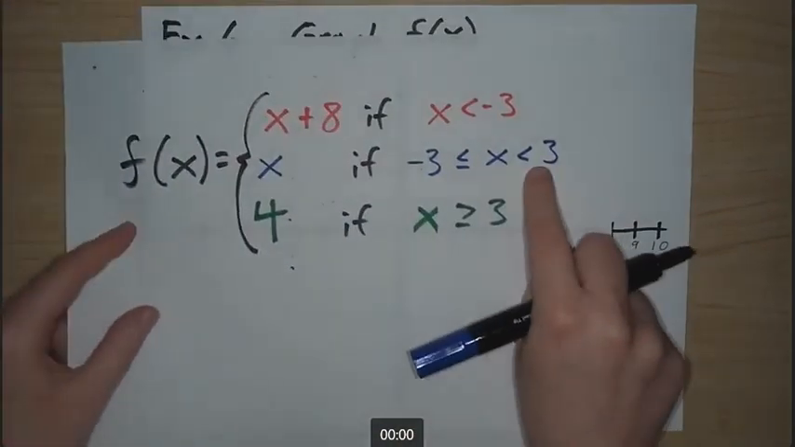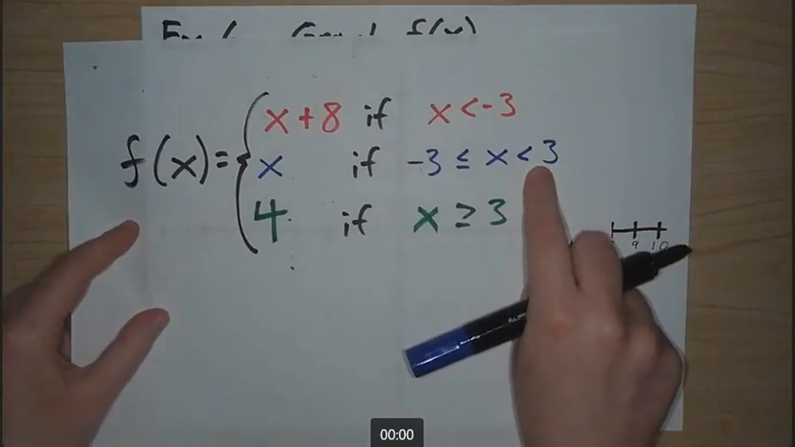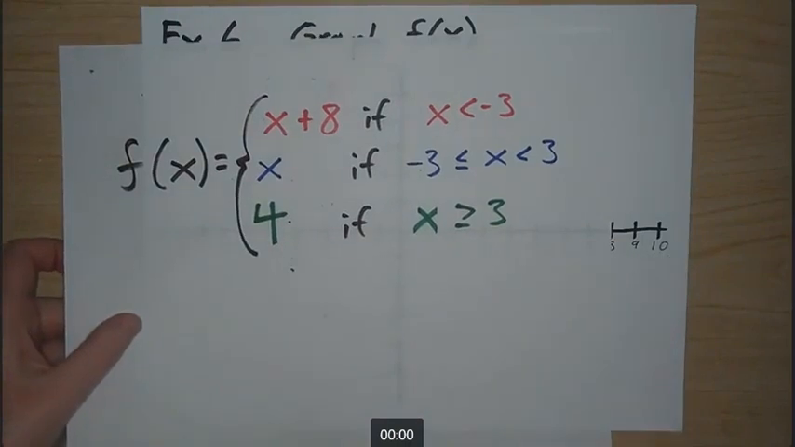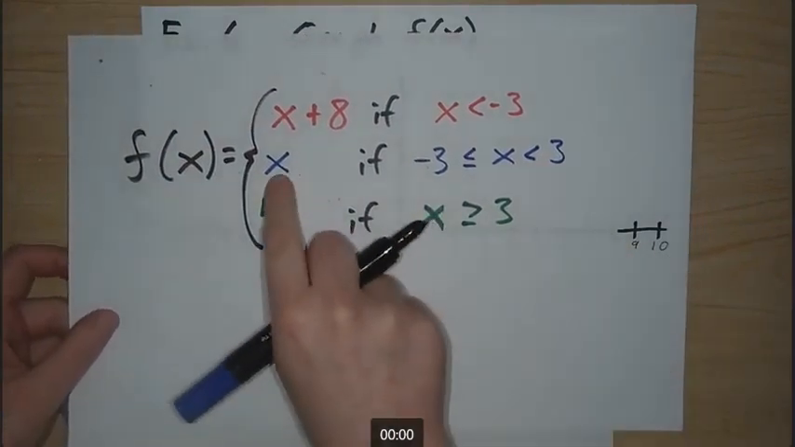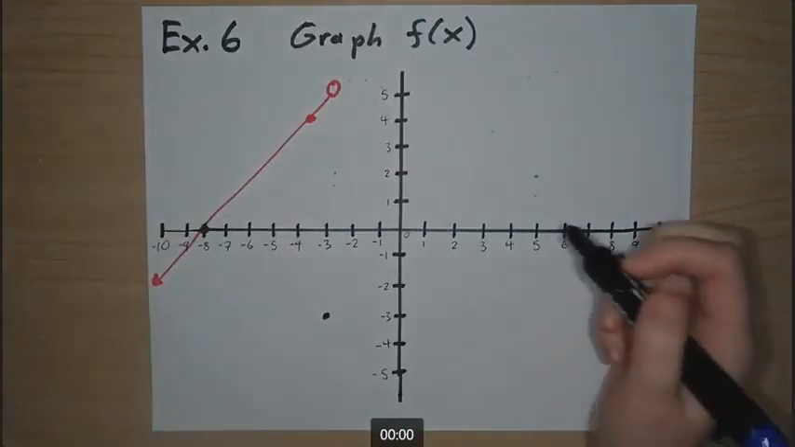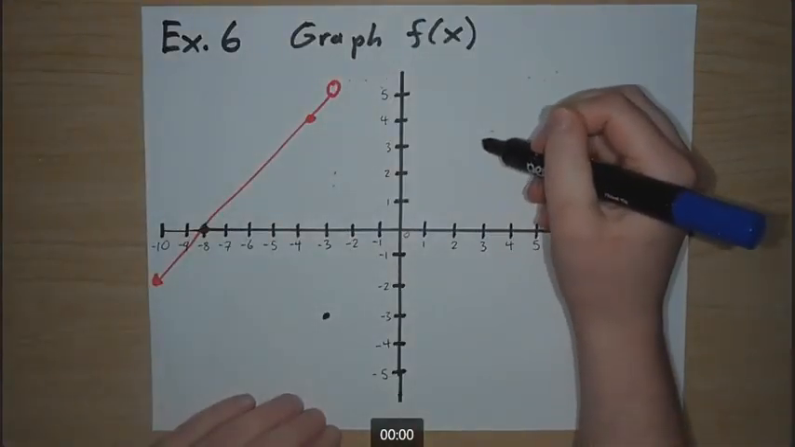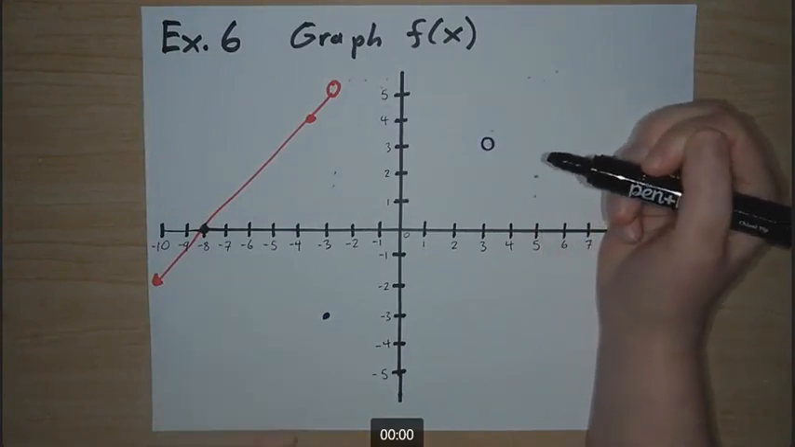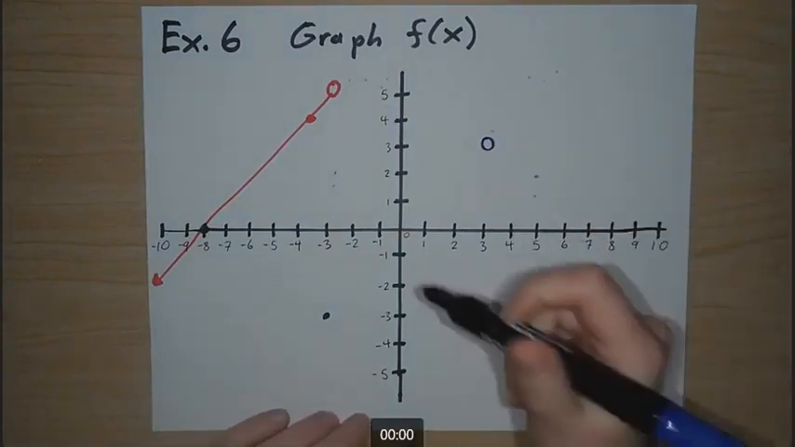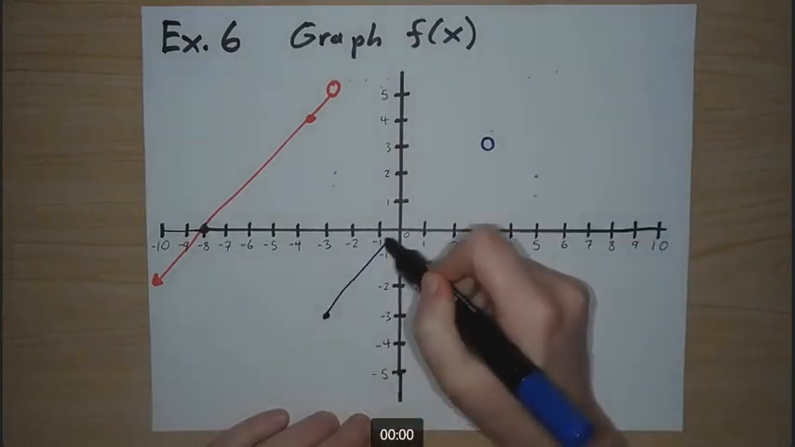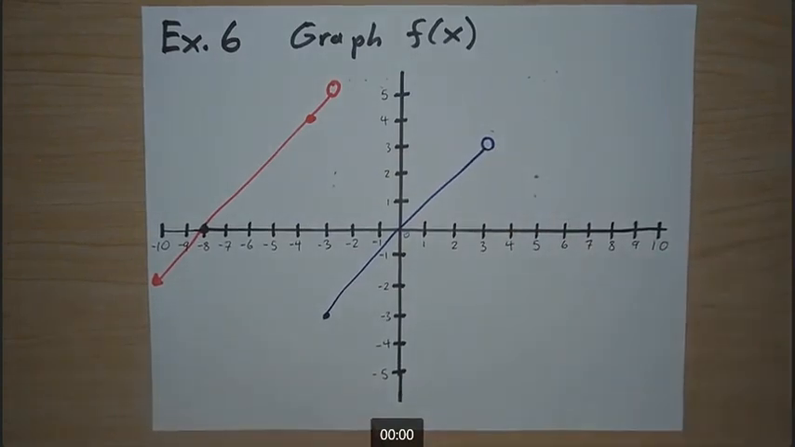If we look at our other boundary when it is smaller than 3, not including 3, so it'll be an open circle, we have the point 3, 3, substituting x equals 3 into x. So we have the point 3, 3 not including 3, because it is smaller than but not equal to. So we have a line going from -3 to 3 like that.